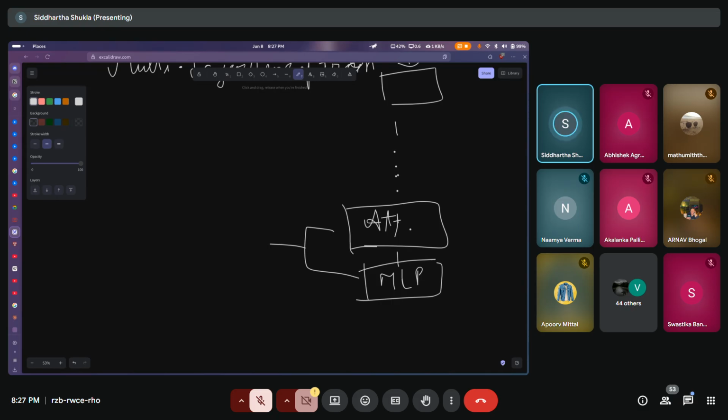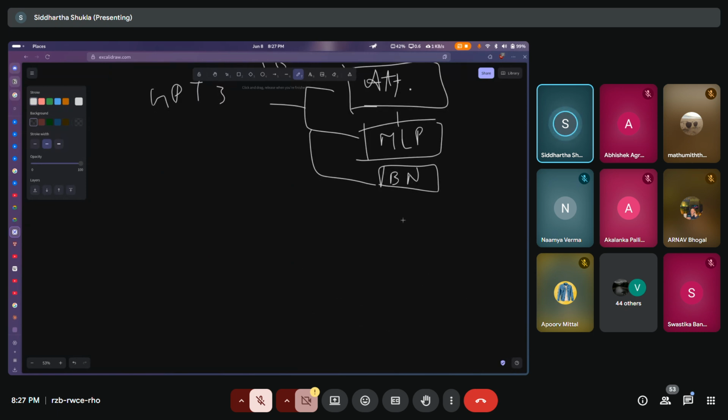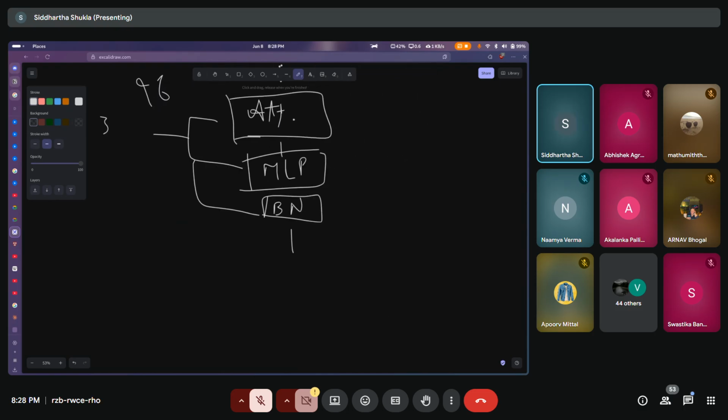So attention, MLP, and then however many layers of this you want. For your reference, GPT-3 had 96 layers of this attention, MLP, and then a batch normalization layer. It had 96 subsequent layers of all of this. And at the end of all of this, in the final layer, after all these 96 layers, you have a huge matrix.